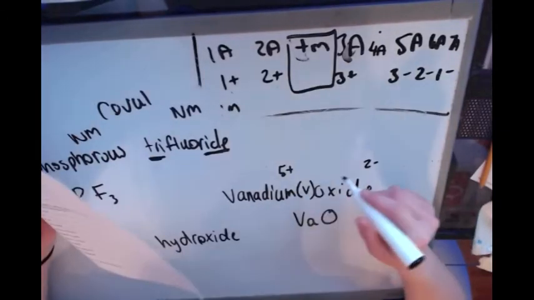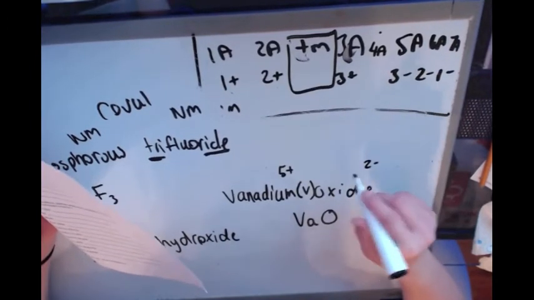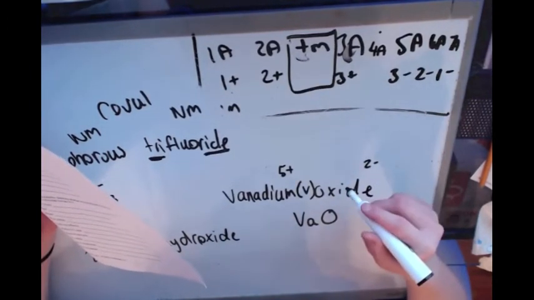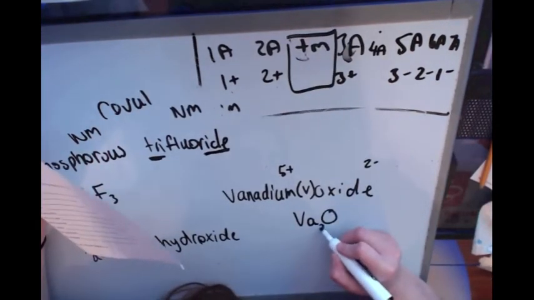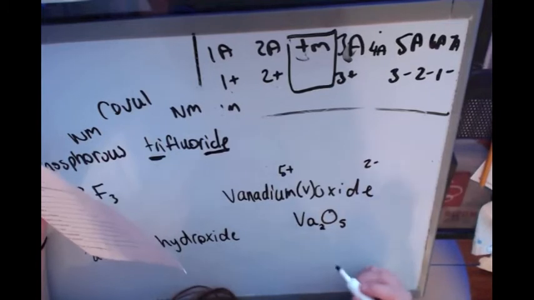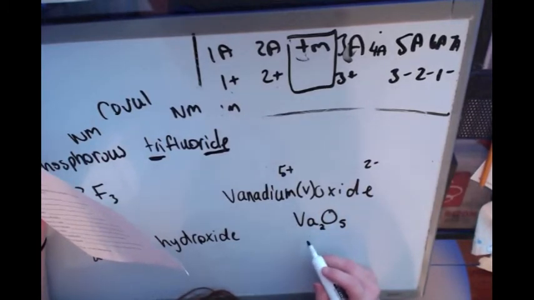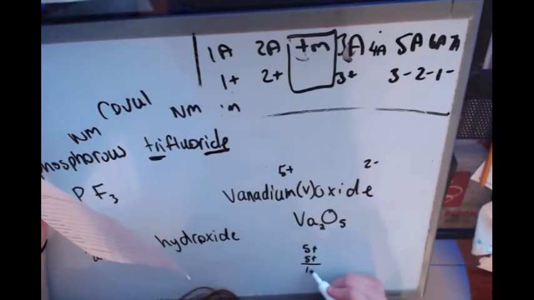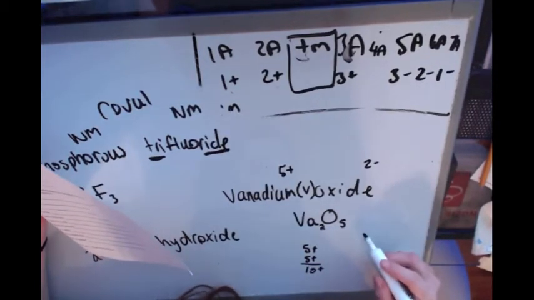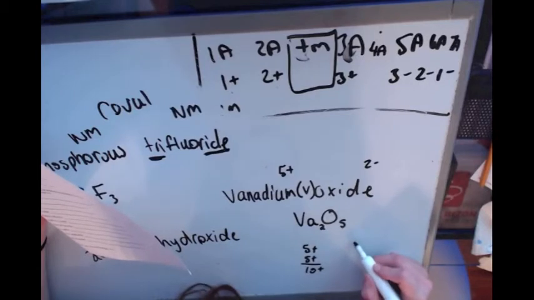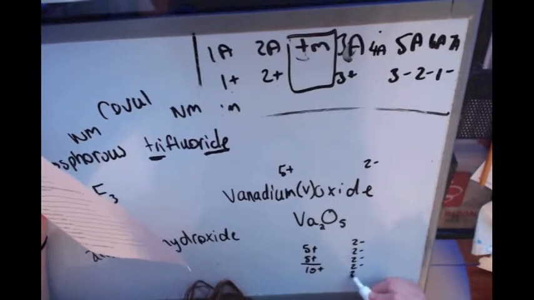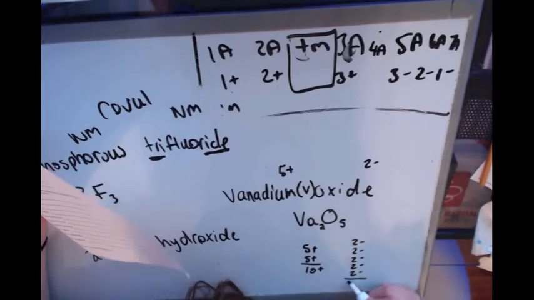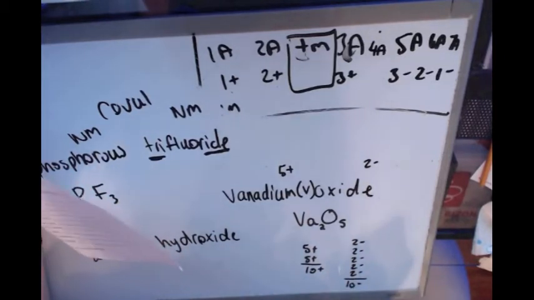So what can we do to get these to balance charges out to have a neutral compound? This is another instance where you can do the crossover method, where you just write 2 and 5. And the reason you can do that is because 2 vanadiums each have a charge of 5 plus, which would equal 10 plus. And then 5 oxygens, each of which have a charge of 2 minus, would be 10 minus. So 10 plus and 10 minus. It's good to go.